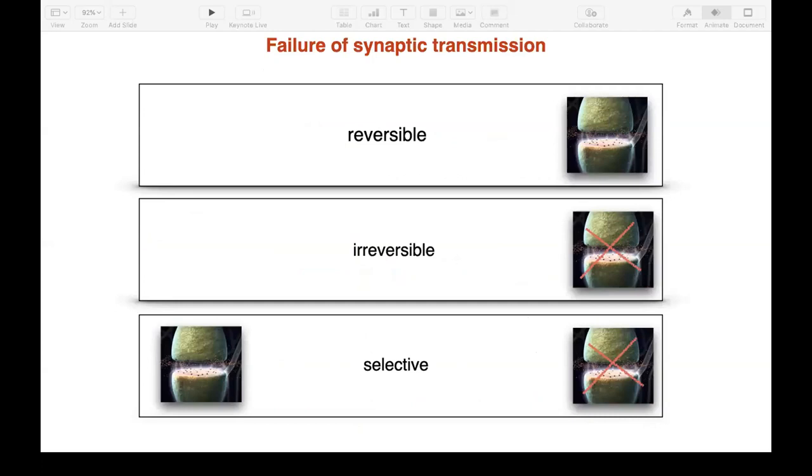Clearly, if this would last longer, say several minutes, 5 to 10 minutes, then it may not be completely reversible. And it has been shown that indeed, after 5 to 10 minutes, irreversible synaptic damage may kick in. And there's also selectivity. Not all synapses have the same sensitivity to ATP depletion. Some can stand it for much longer than 10 minutes, and other synapses cannot. So there's a lot of heterogeneity, selective sensitivity to ATP depletion already at the synaptic level.